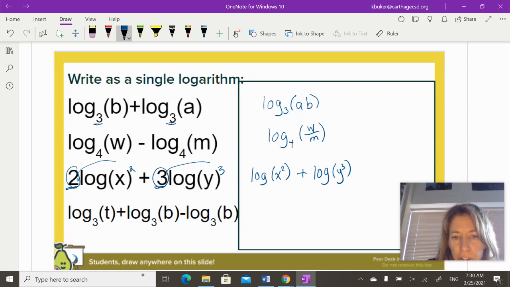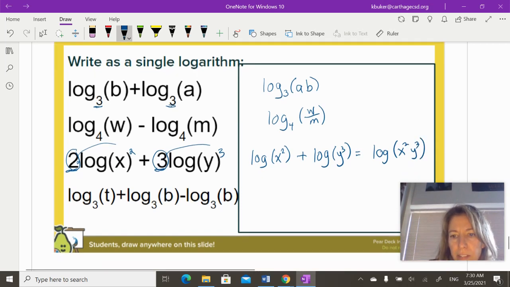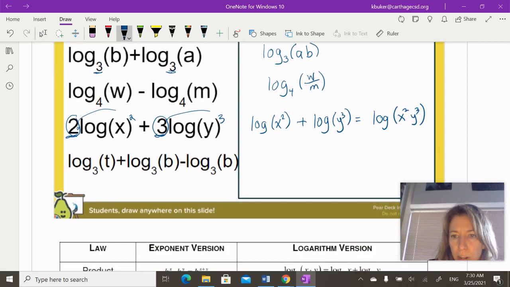I put them back as exponents because I'm reversing the process. And now since these logs are both common logs, they both have the same base, I can consolidate even further. And addition is going to become multiplication. So this is the same thing as x squared y cubed. Log base 10, or common log, of x squared y cubed. All right, and the last one.